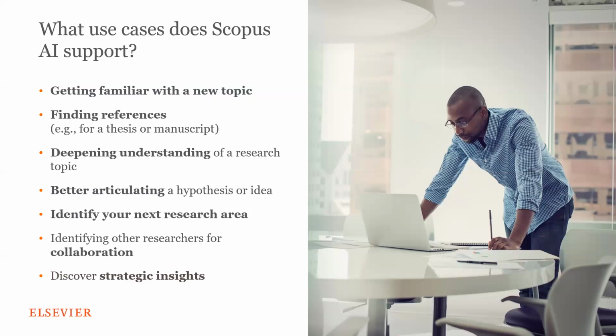It can also help you deeply understand a research topic. If you're already familiar with a research topic, you can go even deeper, and we'll look at those features as well. Scopus AI also helps you to better articulate your hypothesis or the idea of your research. And it also helps you to identify the next research area. So we have integrated functionality that shows some of what we call white spaces or gaps in research, where there are emerging research topics that you can also dive into.